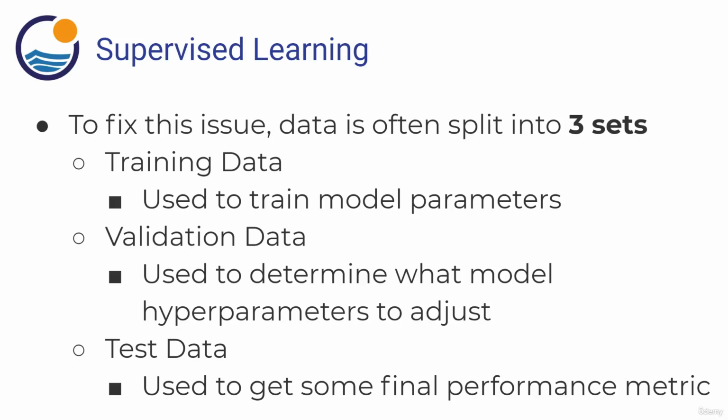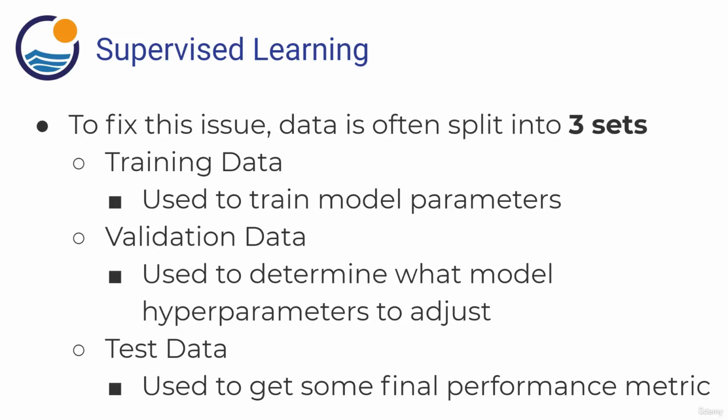And so what we end up doing is we have these three sets, and we have the training data just as we did before. This is used to train the model parameters. So the model gets to look at the features, look at the correct output, and then fit to this training data. The next step is our validation data, which was kind of our test data from before.